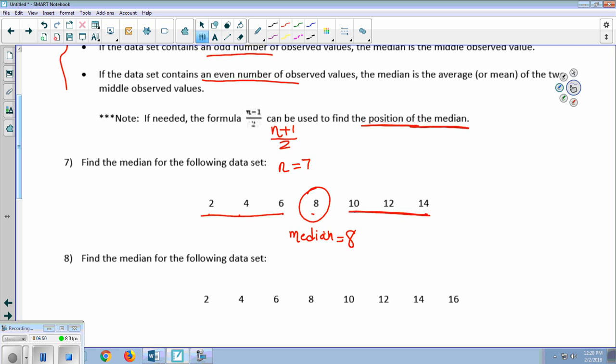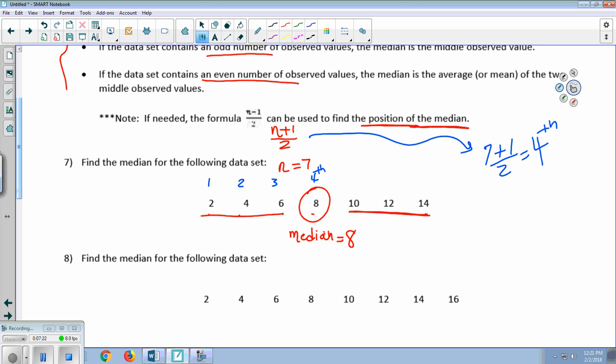Median equals 8 for this data set. If we were to use this formula to find the position of the median, we would say there are 7 data points plus 1 divided by 2, so that gives me 4. That's the 4th position that is going to have the median. If we count over 1, 2, 3, 4, this is the 4th position. So again, we'd find the median that way.